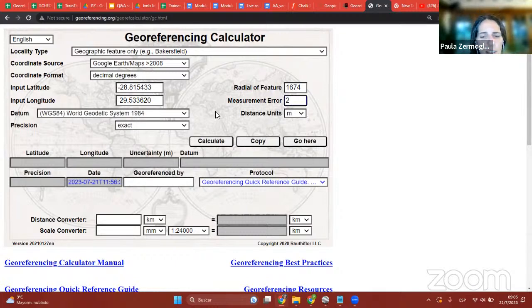And so now we have everything we need to calculate the georeference. So I'm going to calculate, and we get a latitude and a longitude that are going to be the same that we put here, because they are the coordinates of the corrected center. And we have an uncertainty associated with this location. So I'm going to ask you now, what is the main component contributing to this uncertainty in this case?